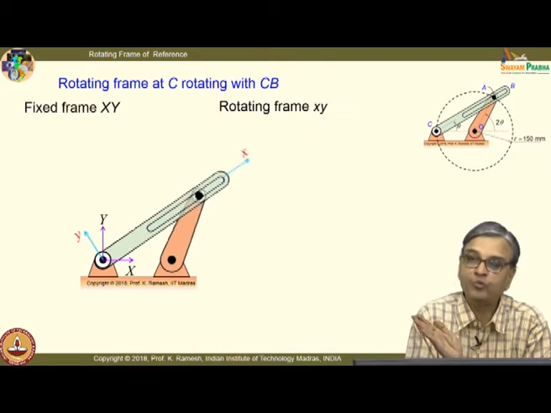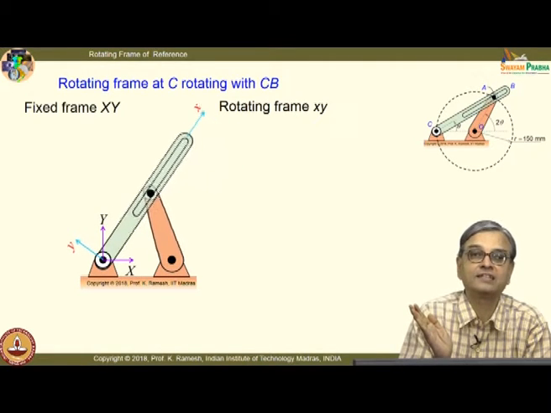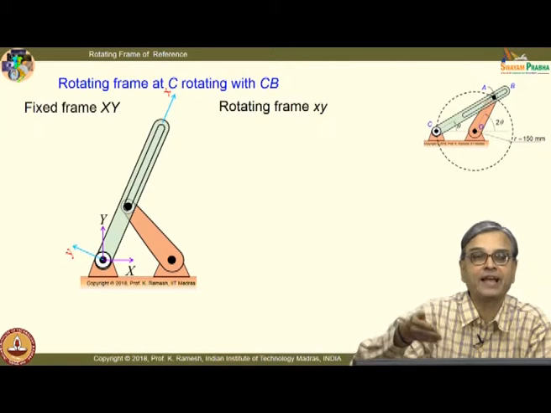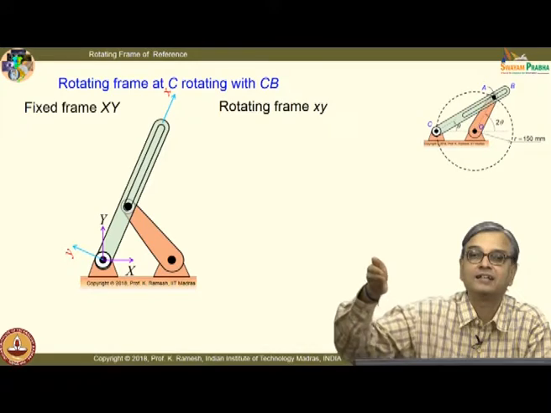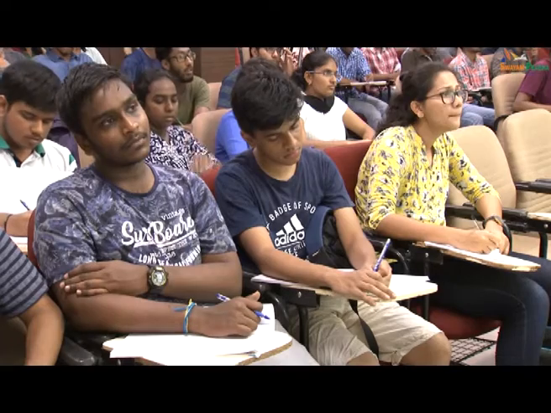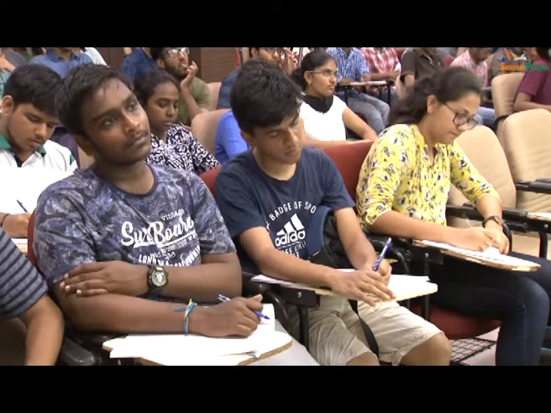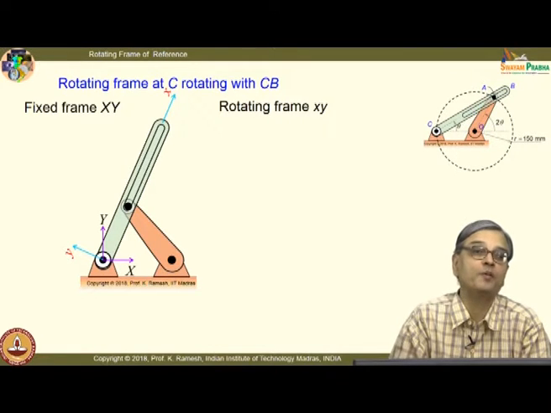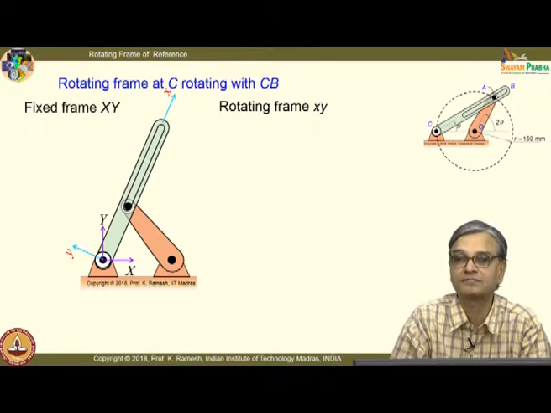If I move with this, what I would see is point A simply having a linear motion within the slot. And I am going to repeat this animation several times later also, so that you get a comprehensive appreciation of how we take the rotating frame of reference. And the same problem can also be solved from simple polar coordinates. We will also see how we can solve it from simple polar coordinates, fine.